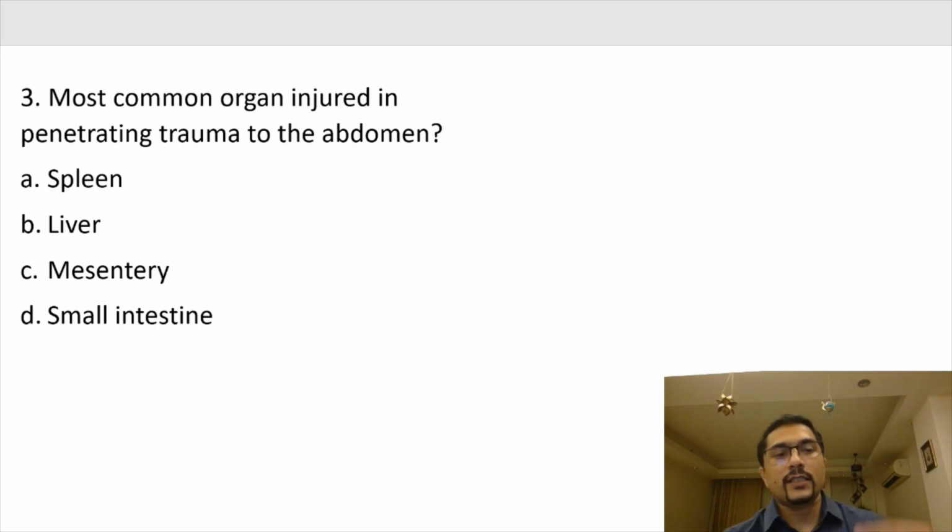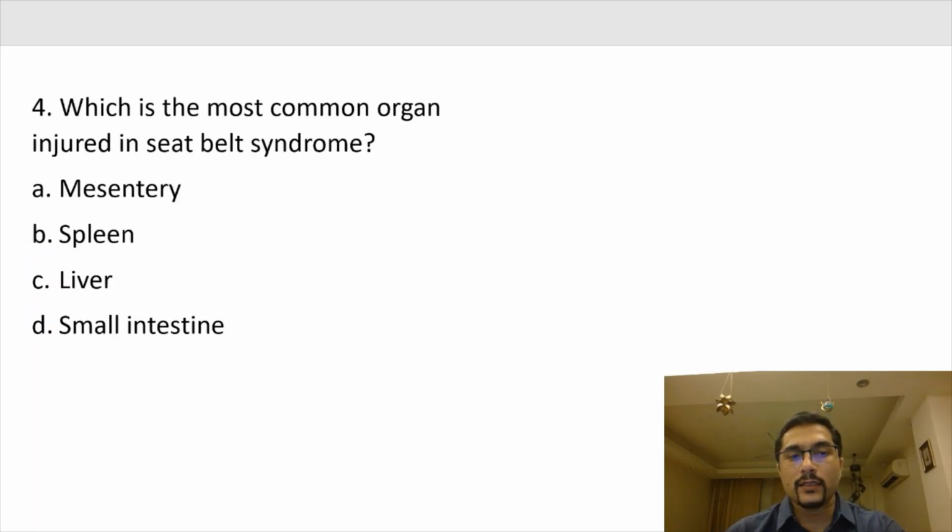The next question is a straightforward question asked multiple times. The most common organ injured in penetrating abdominal trauma. So the correct answer here is liver. And you should remember these one-liners. These one-liners have been frequently asked in the exam.